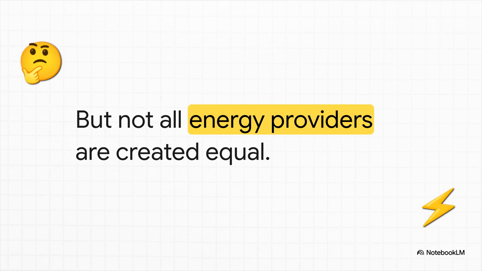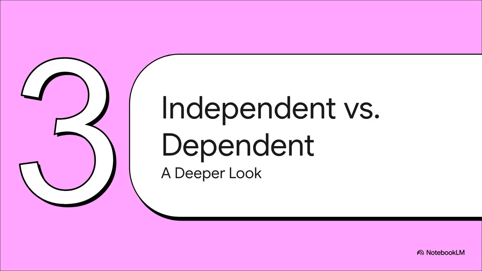Okay, but here's where it gets really cool. Just calling something an energy provider doesn't actually tell you the whole story. Because within this family of active elements, there's a super important distinction that really changes the game. We actually have to split them into two more groups, independent sources and dependent sources. And believe me, understanding this difference is the key to unlocking how really complex, smart circuits actually work.